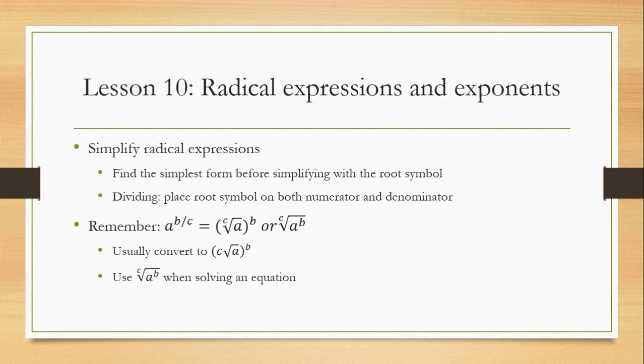And so let's start off with Lesson 10, Radical Expressions and Exponents. For this one, you just want to simplify the radical expression by simplifying all of the individual terms into their smallest power. And then you want to remember how a to the b divided by c power is also equal to the c root of a to the b power.